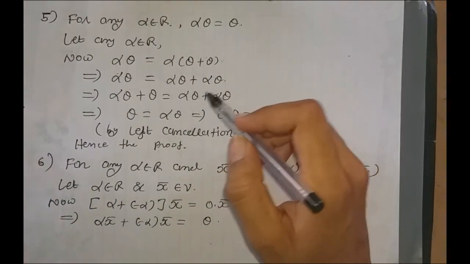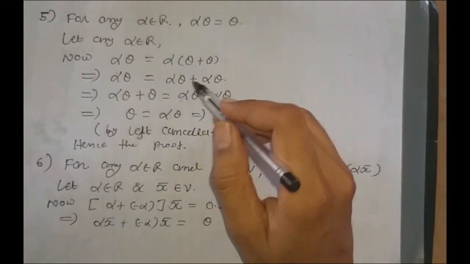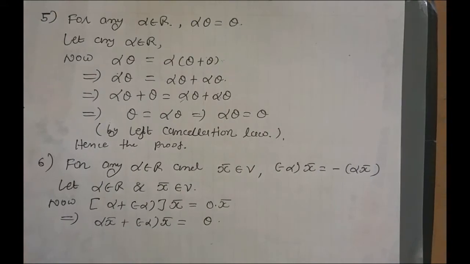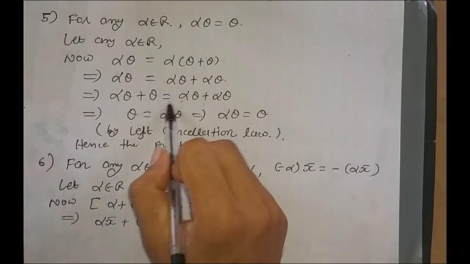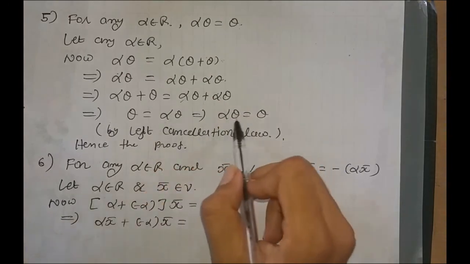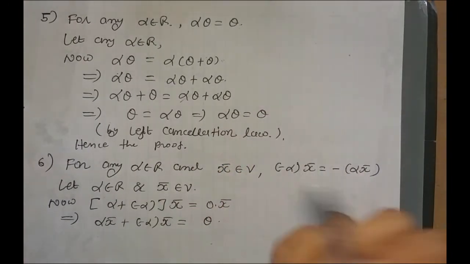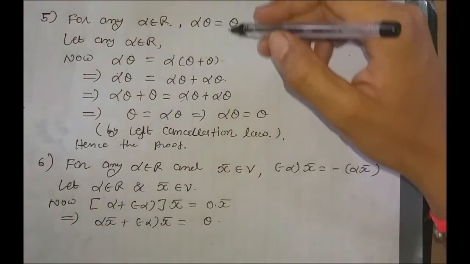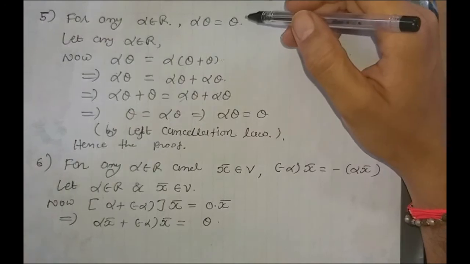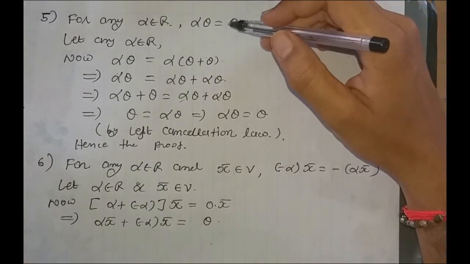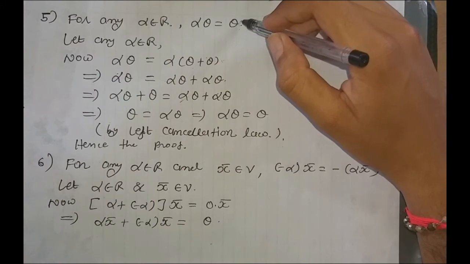Now by applying the left cancellation law, this alpha theta and this alpha theta cancel out and we get theta is equal to alpha theta, or we can write alpha theta is equal to theta. So this gives the proof that when we multiply the 0 vector by any element, we get the 0 vector.